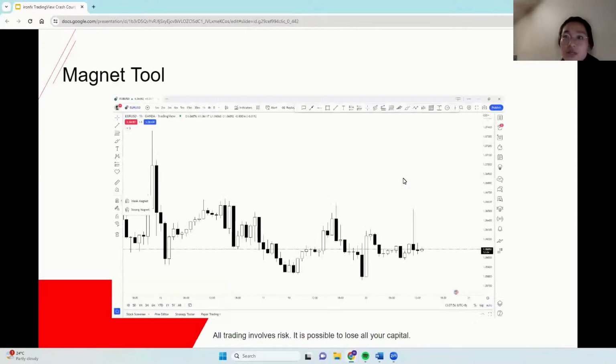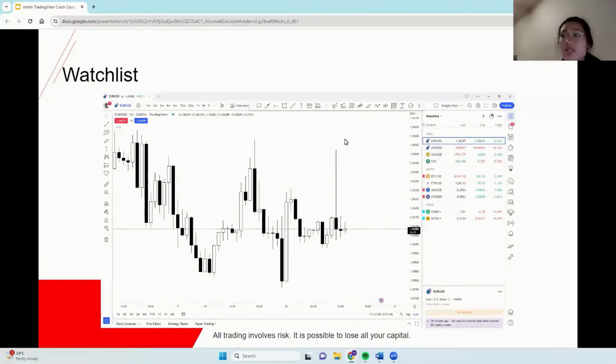Okay, secret TradingView tips. There's the magnet tool over here, which basically allows you to check whether the price is at a weak area or at a strong area. Watch list. Basically, when you click on this icon, you can add a bunch of stocks or cryptos or forex currencies over here so that it's easier for you to toggle between the charts.